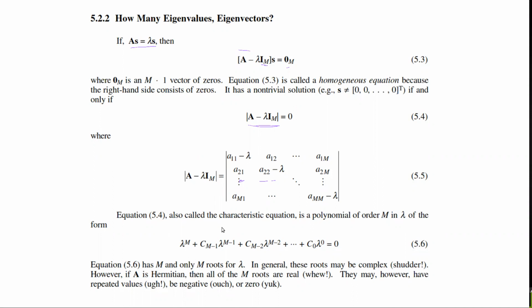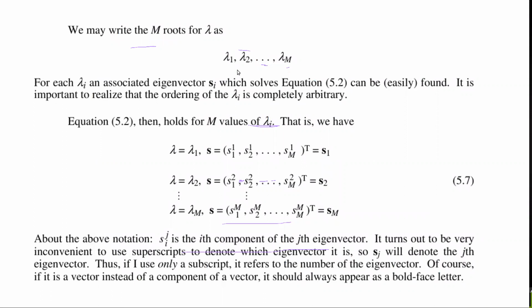Solving this system, we get what we call the characteristic equation, which is a polynomial of order m. By the fundamental theorem of algebra, this polynomial of order m will have m roots. So we get m eigenvalues, some of which might be repeated, of course. Once we have all these m eigenvalues, we can compute the eigenvectors using these equations.